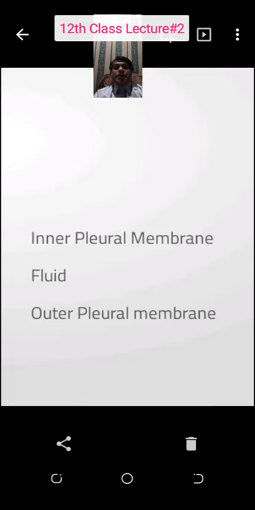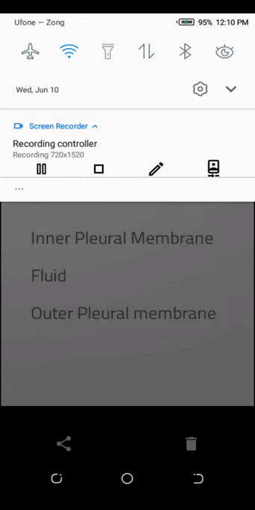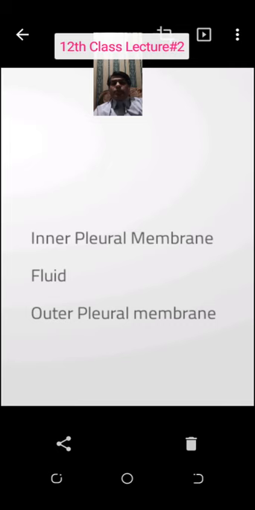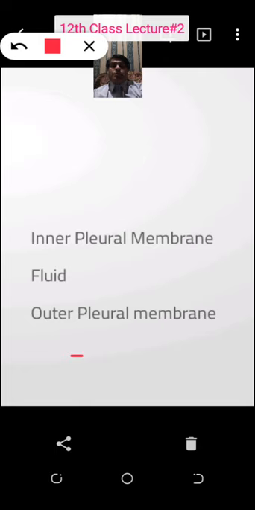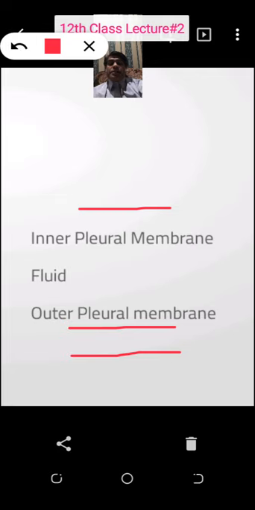Similarly, another piece of information is about the pleural membrane. Look here. In the first year, I was teaching you that the heart consists of two membranes, outer pericardial membrane and inner pericardial membrane. Here in the lungs, there is an outer pleural membrane, this one, and an inner pleural membrane, this one. Similarly, in the heart there were two pericardial membranes, and between them fluid was present.